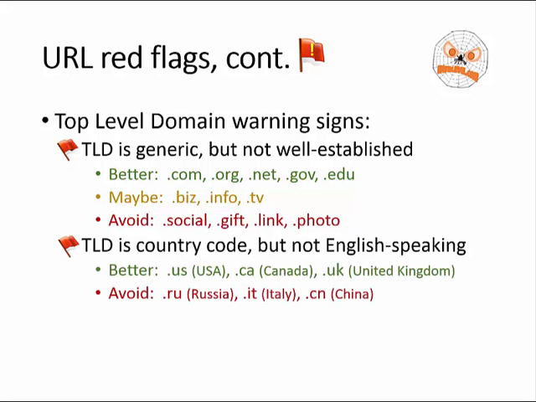Also, the top-level domain may be a country code, so .us for USA, .ca for Canada. But if you're an English speaker living in an English-speaking country and the top-level domain is for a different country, such as .ru for Russia, that's another red flag.